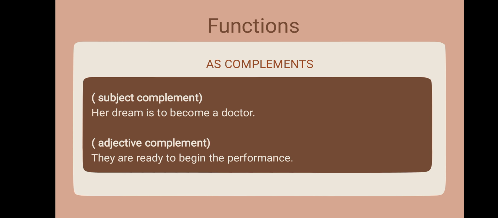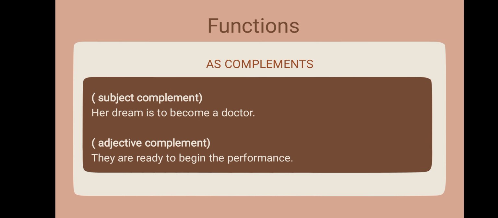Next example is the adjective complement. They are ready to begin the performance. In this sentence, the phrase to begin the performance completes the meaning of ready by explaining what they are ready for. So, the complement adds more detail about their readiness.